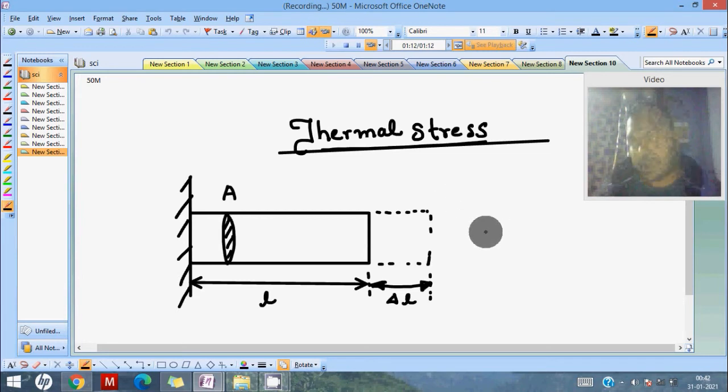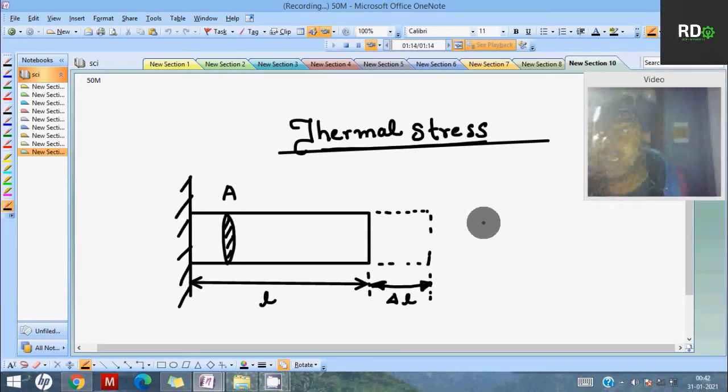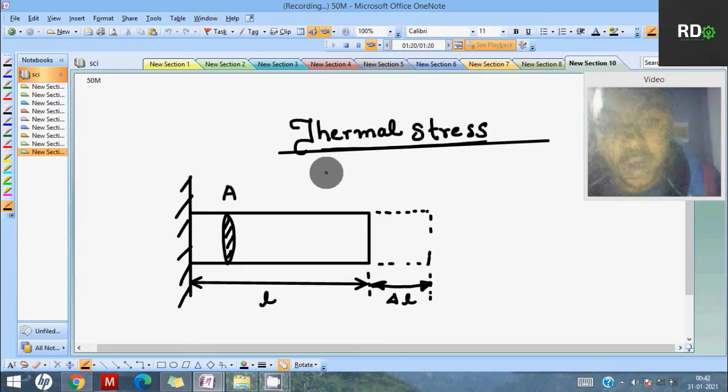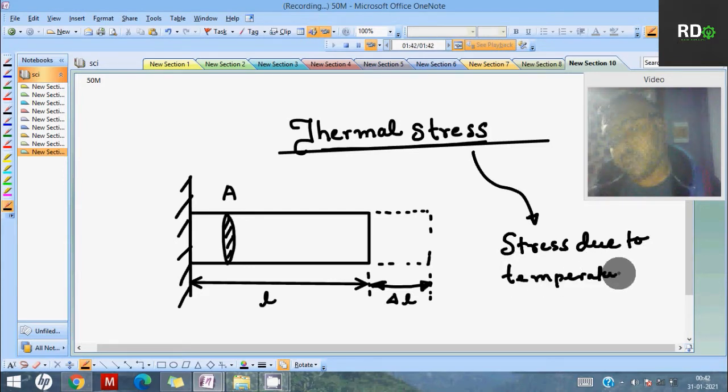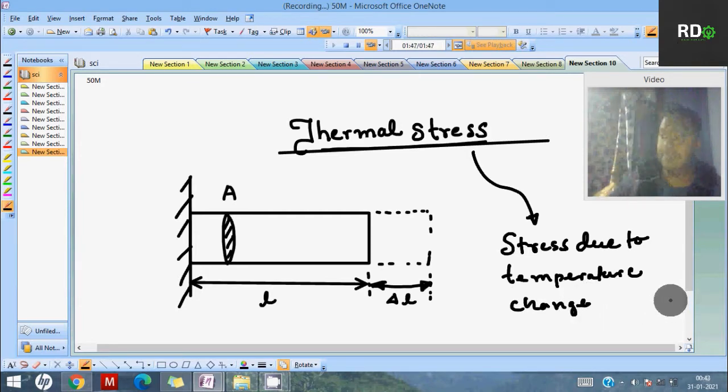Before going into the diagram, we have to write things down. So what do you mean by thermal stress? If I have to say, it is the stress due to temperature change. If I have to define thermal stress, it is nothing but stress due to temperature change. This is what thermal stress means in very simple words.